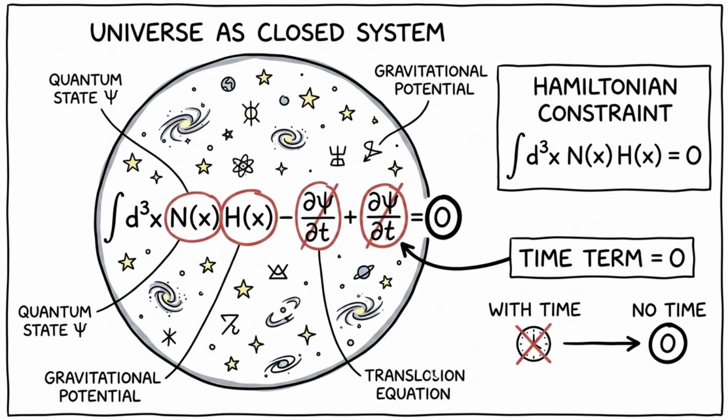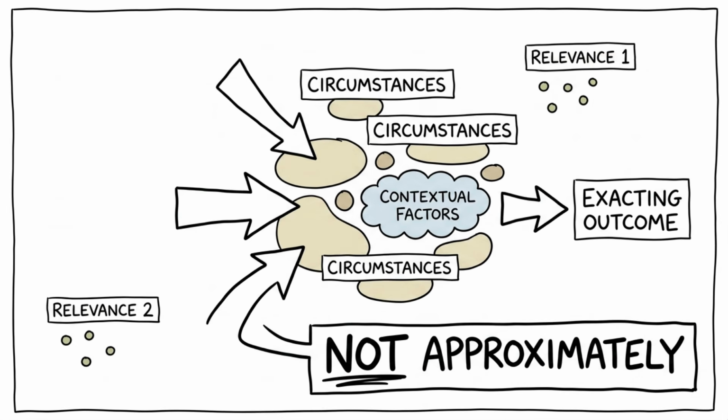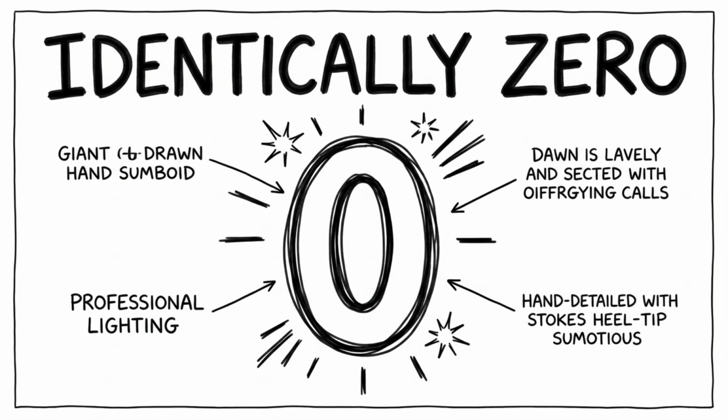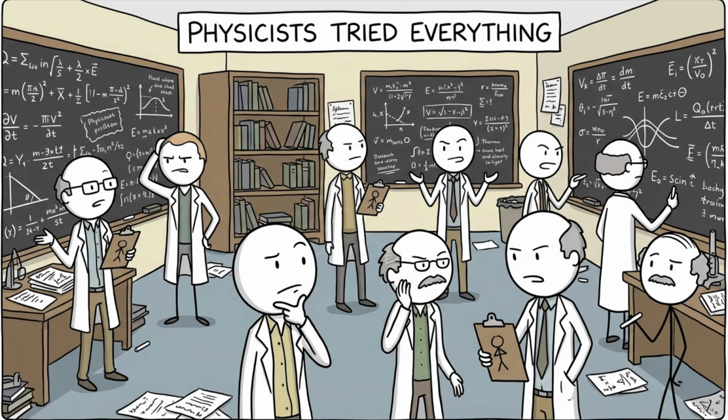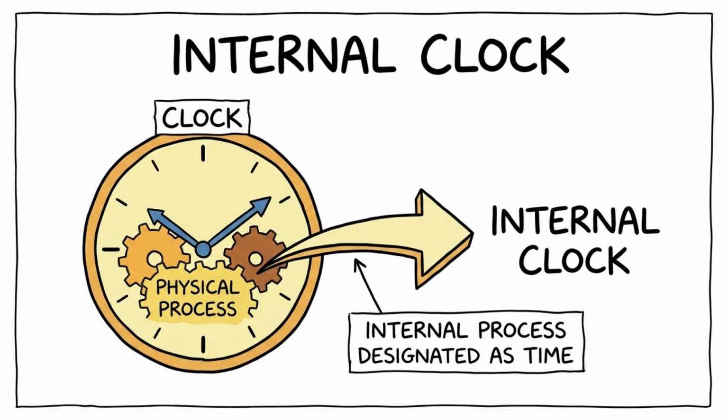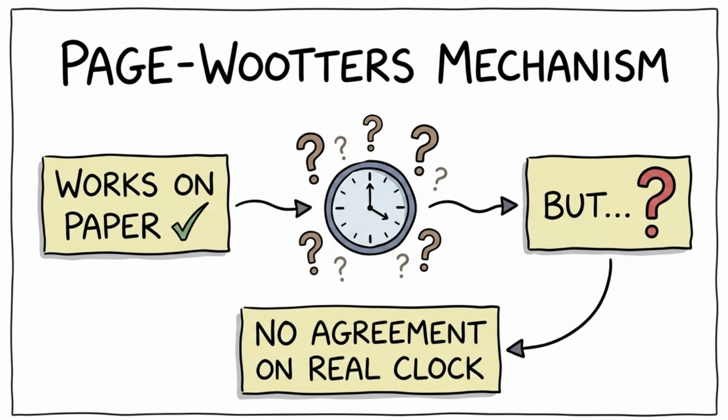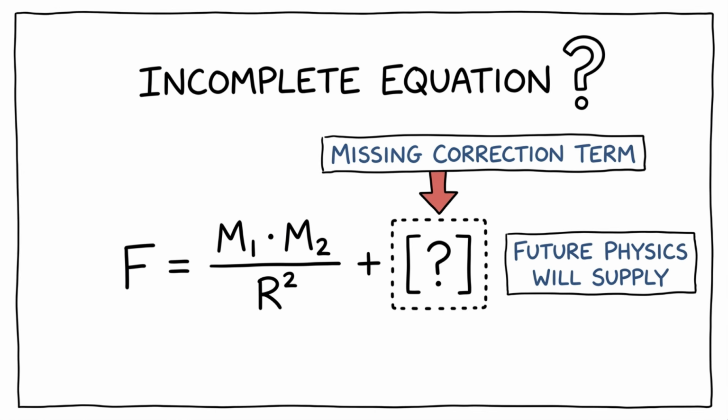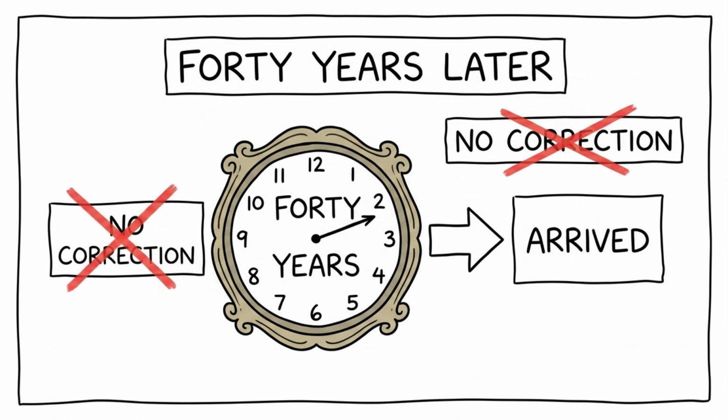When you apply the full machinery of quantum mechanics to the universe as a single closed system, the Hamiltonian constraint forces the time term to cancel out completely. Not approximately. Identically zero. Physicists tried everything. Some argued you just need an internal clock, some physical process inside the universe you designate as time after the fact. That approach, called the Page-Wooters mechanism, works on paper, but nobody agrees on which physical process gets to be the real clock. Others assumed the equation was simply incomplete, missing some correction term future physics would supply. 40 years later, no correction has arrived.